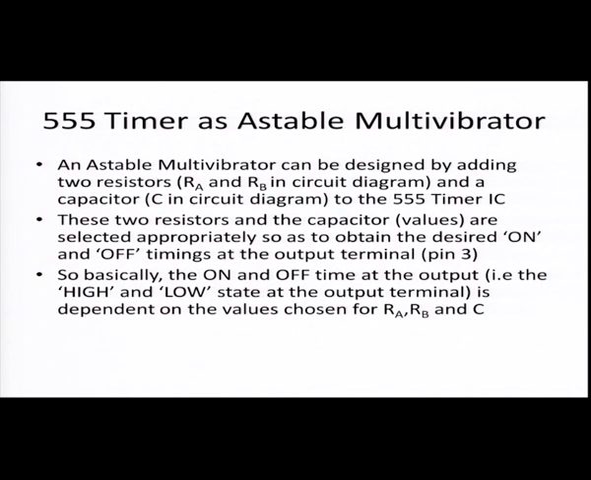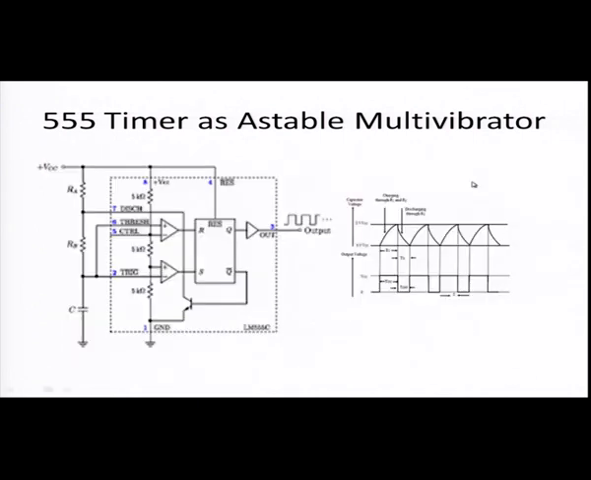The next one is the timer as an astable multivibrator. So, this is the circuit again for the astable multivibrator. We have one more resistor in the circuit here. We have only R and C in the case of monostable multivibrator, but in the case of astable multivibrator we have RA and RB. The remaining connections are one and the same.